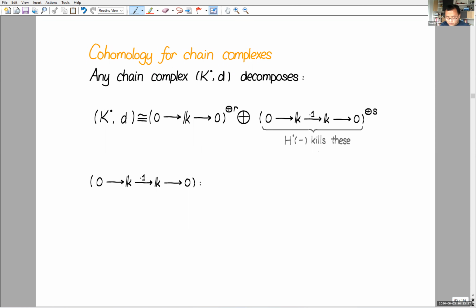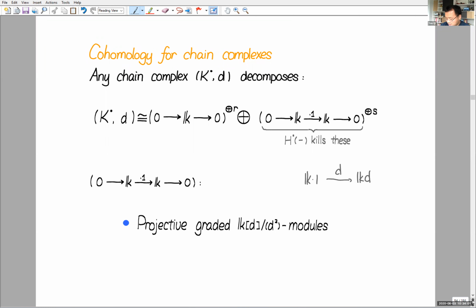So what's special about this type of complexes, and why we want to kill them, is that, somewhat obviously, this is isomorphic to the upgraded projective module. It's actually the graded free module KD over D squared. So if you think about KD over D squared, you place K times one in one degree, and multiplication by D sends it to KD. So the degree raises by one. You can use the grading shift functor to make this sit in degree i, then this automatically sits in degree i plus one. So obviously this is a graded projective or free module.